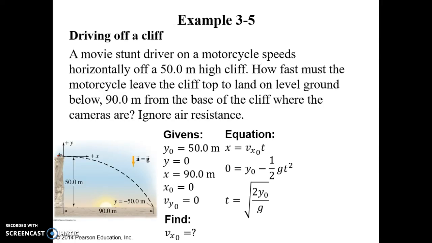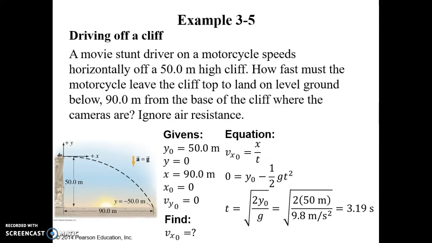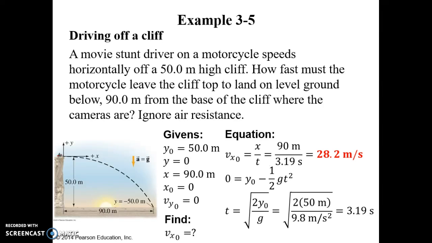Then rearrange the equation to solve for time. Plug and chug, and we get 3.19 seconds. Then rearrange the top equation to solve for the initial velocity in the x direction so that we get position over time. Plug and chug to get our final answer of 28.2 meters per second as the initial horizontal velocity off the cliff.